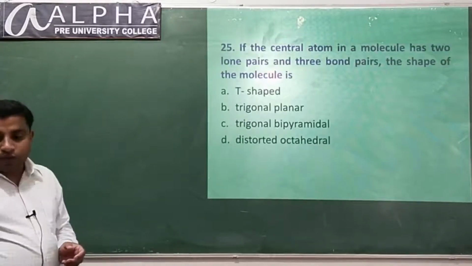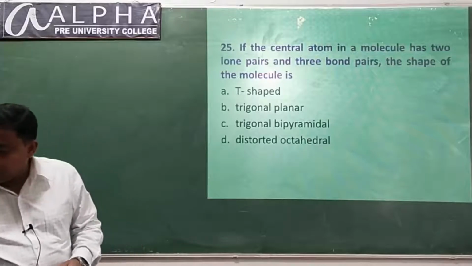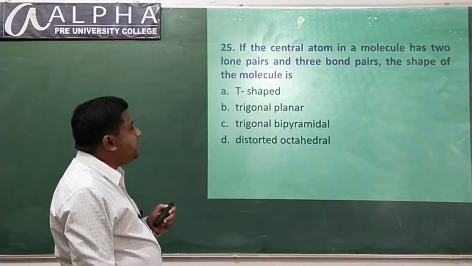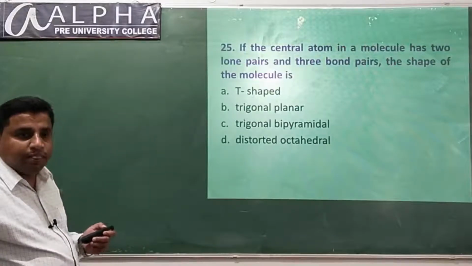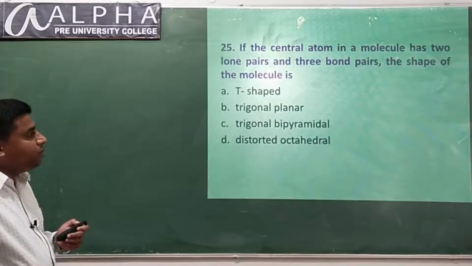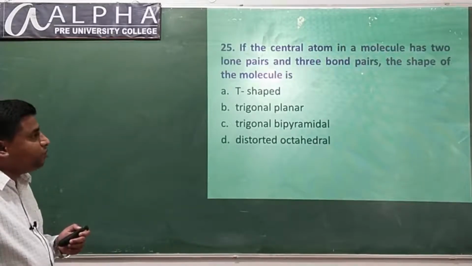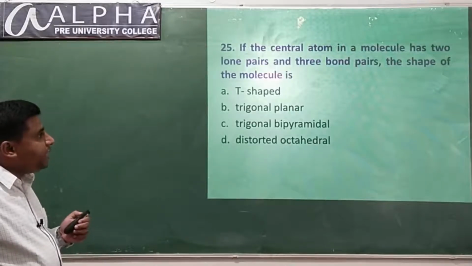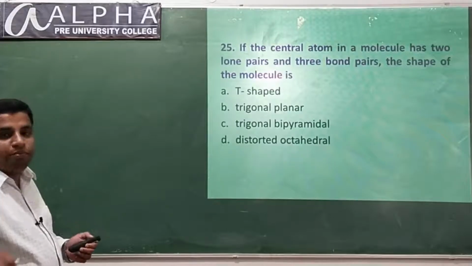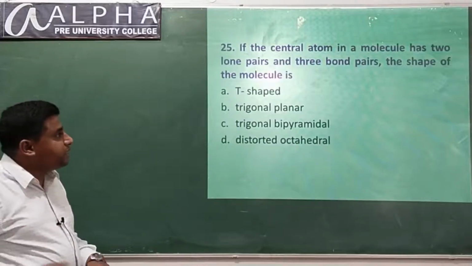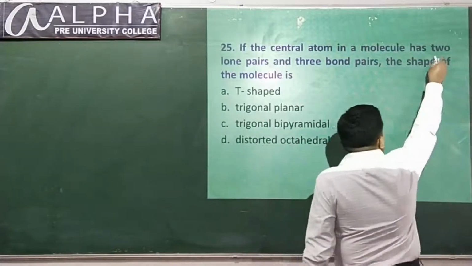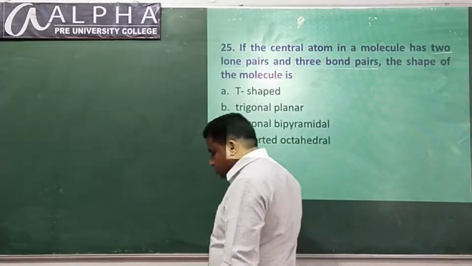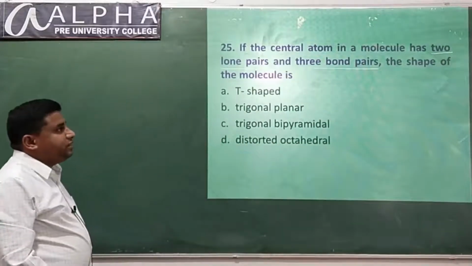Okay, the next question says, if the central atom in a molecule has 2 lone pairs and 3 bond pairs, what is the shape of the molecule? 2 lone pairs and 3 bond pairs.